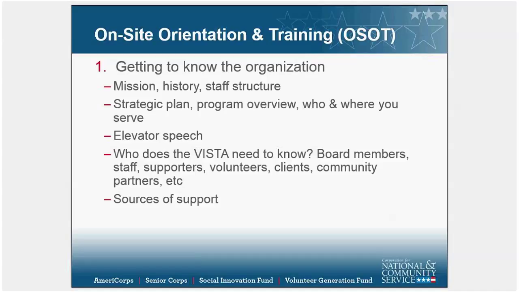So thinking that through. How does your organization support itself? Where's most of your funding come from? Sometimes it can be helpful to know, are we mainly a grants-based organization? Do we mainly depend on individual giving? How does that shape our values and what we're doing as an agency?